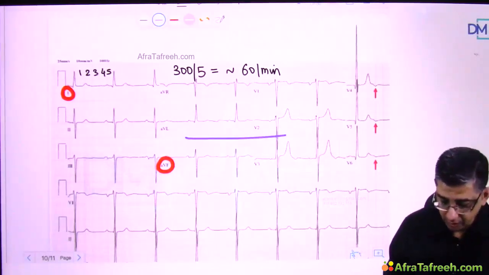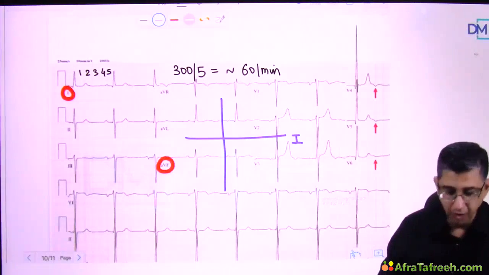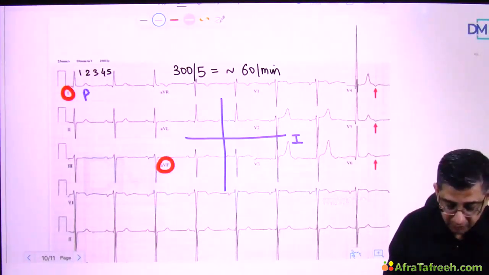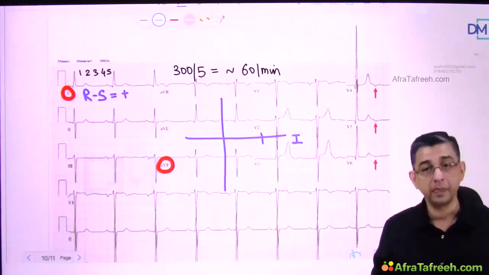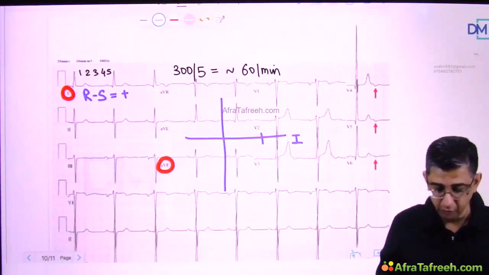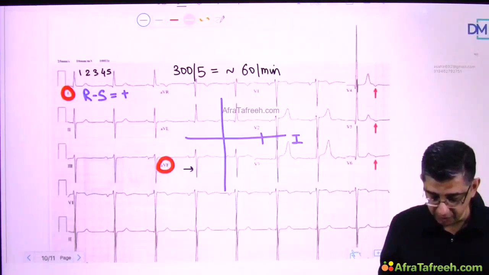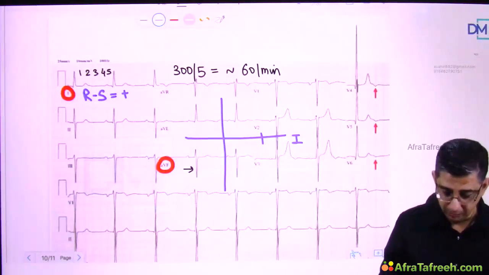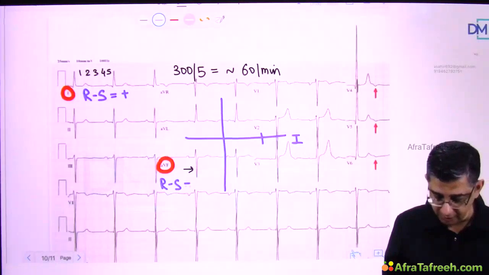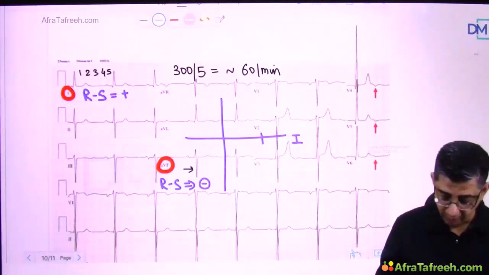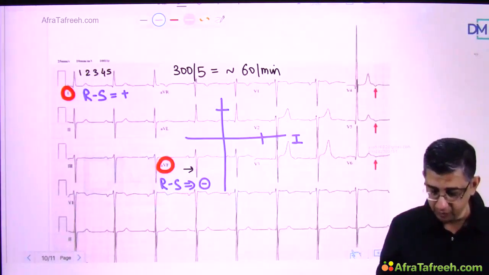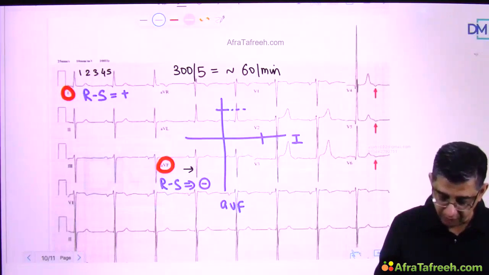Let's now see the data for lead number 1. You will notice that in lead number 1 of this person, the R wave is taller than the S wave. So I'm putting a plus sign here because the R wave is more than the number of squares of the S, so it's a positive vector. However, when you look at AVF, you will notice that the S wave in this case is deeper than the R. So mathematically speaking, R minus S in lead number AVF will turn out to be negative. Why? Because S depth is more than that of the R. When I plot the negative vector here with respect to lead number AVF, and if I join the two, the axis of this person will come as left axis deviation.